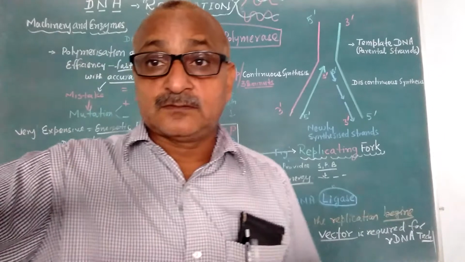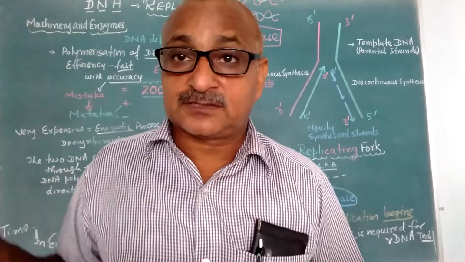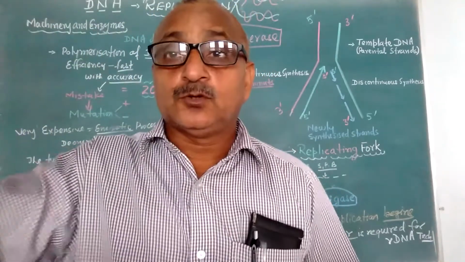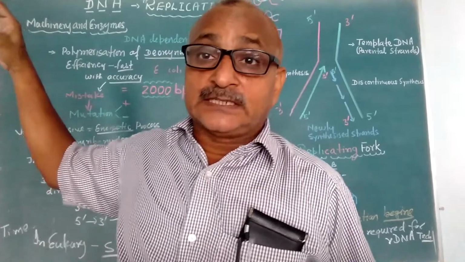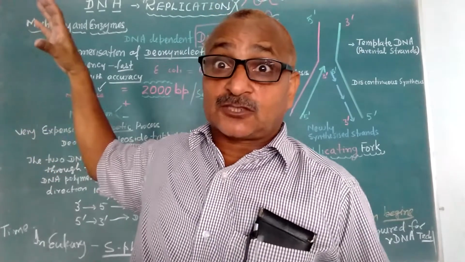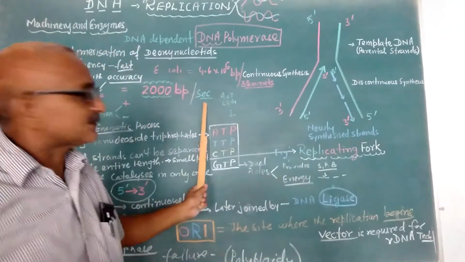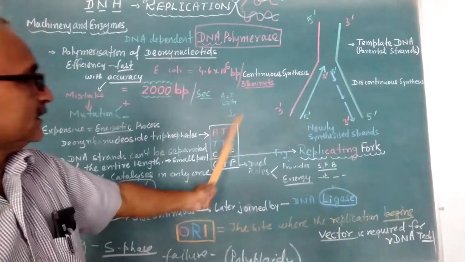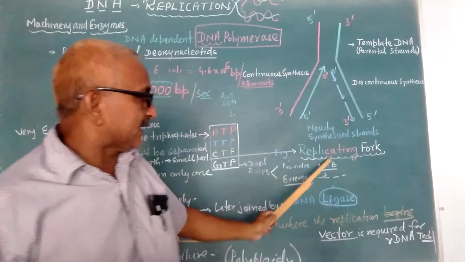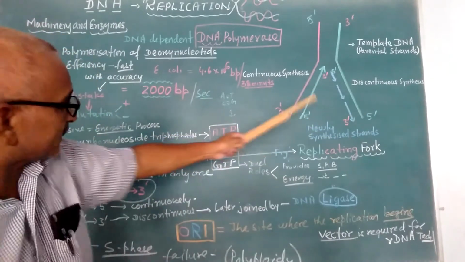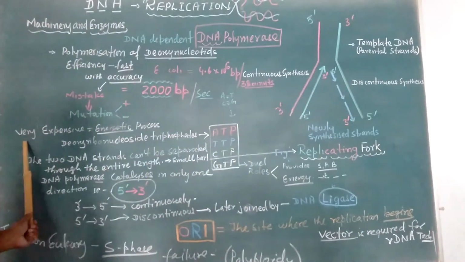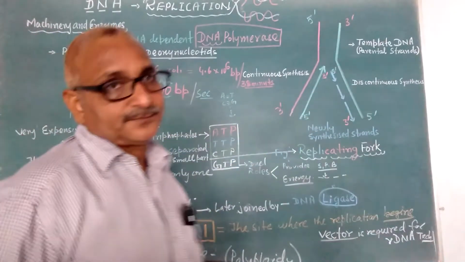Imagine, per second, one, two, one second has passed, and 2000 base pairs have been added. Such a fast process is completed at the replication fork. I am going to explain that later on. It's a very expensive process.